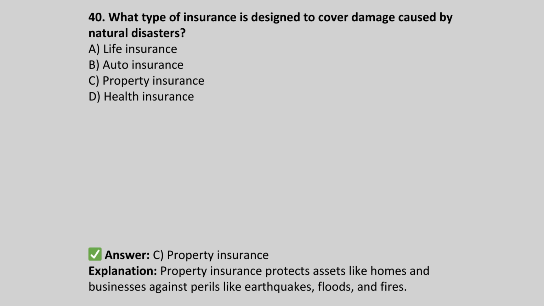What type of insurance is designed to cover damage caused by natural disasters? A. Life insurance. B. Auto insurance. C. Property insurance. D. Health insurance. Answer: C. Property insurance. Explanation: Property insurance protects assets like homes and businesses against perils like earthquakes, floods, and fires.